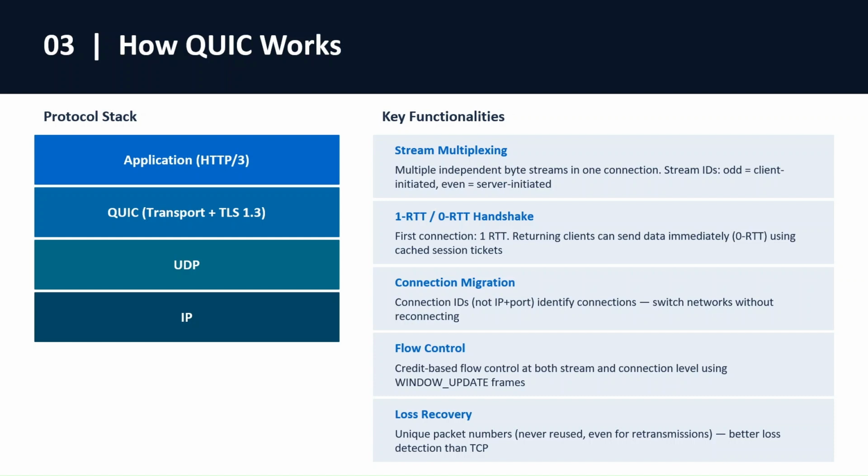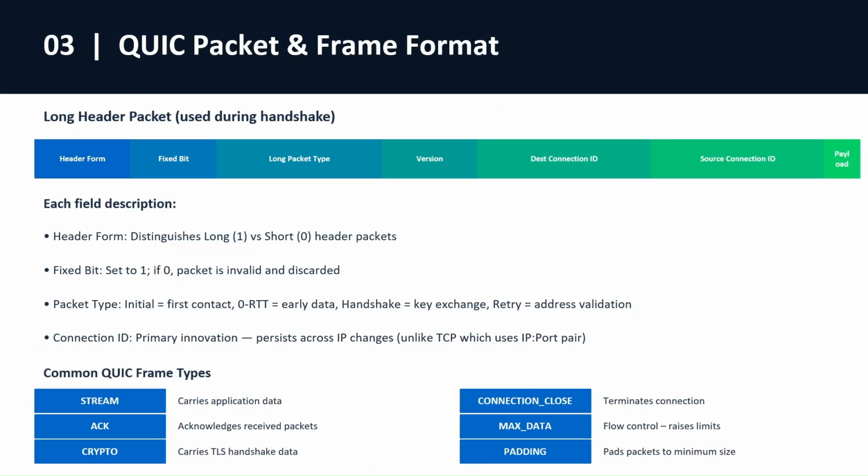Connection migration uses the connection ID rather than IP and port to identify the connection. So switching from Wi-Fi to mobile doesn't even break your connection. Credit-based flow control operates on packet numbers for more precision and loss detection than TCP's approach. Now we'll move on to the next slide.